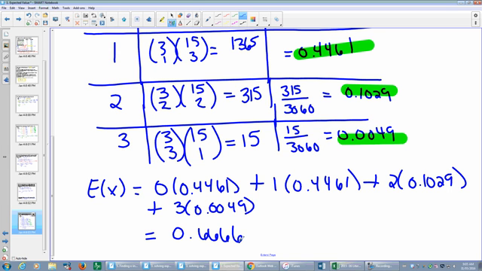Okay, so our expected number of girls is not even one full girl: 0.6. I'm going to be giving you a worksheet where you can practice this.